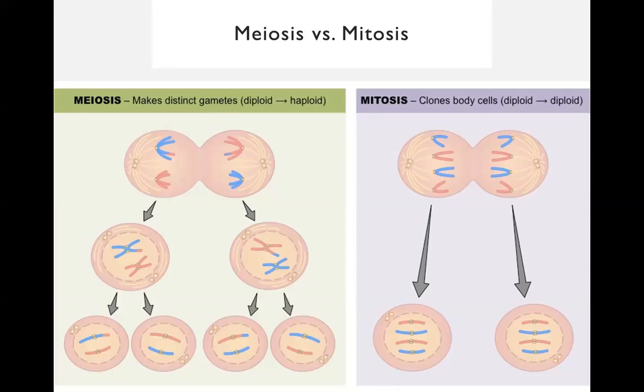So meiosis happens in reproductive cells. Mitosis happens in the rest of your body cells. And we're moving from a diploid state at the beginning of meiosis to a haploid. In mitosis, we're staying diploid the whole time.